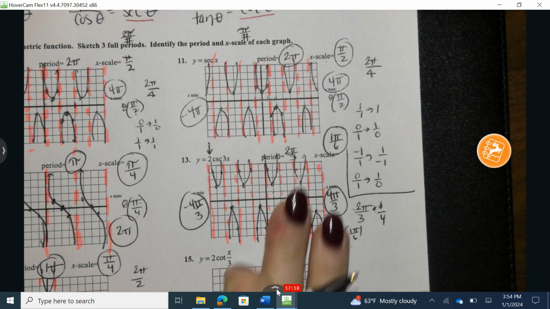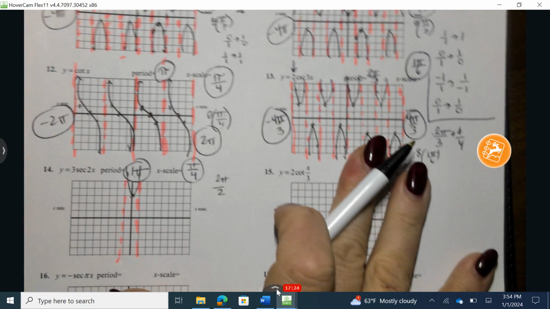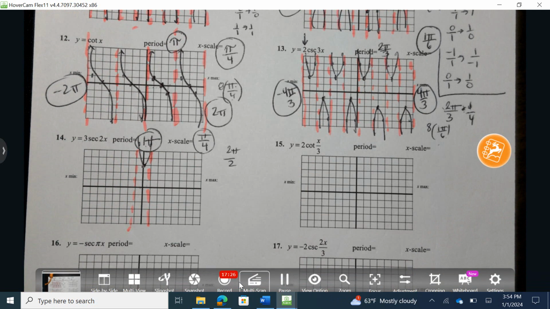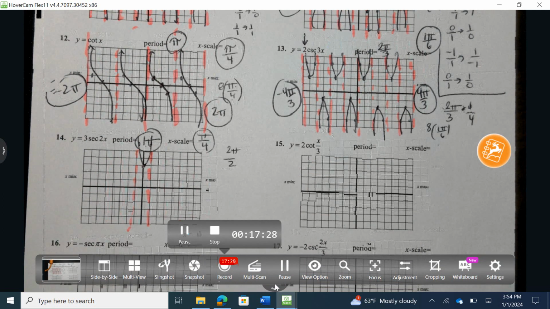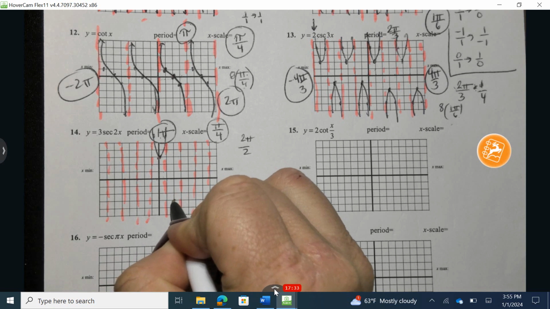Okay, and I'm just going to follow this basic pattern. I'm going to press pause. The only difference is instead of going down 1 now, I'm going to go down 3 because 1 times 3 is 3. All right, so I'm going to go here down 3 instead of down 1.